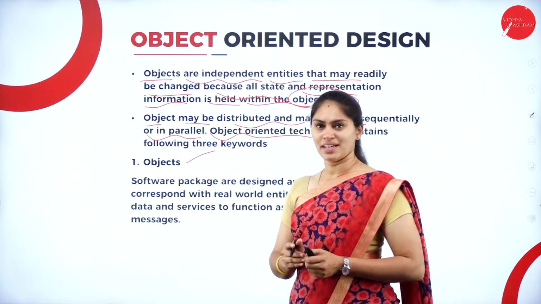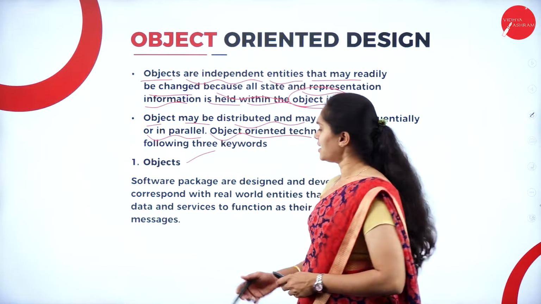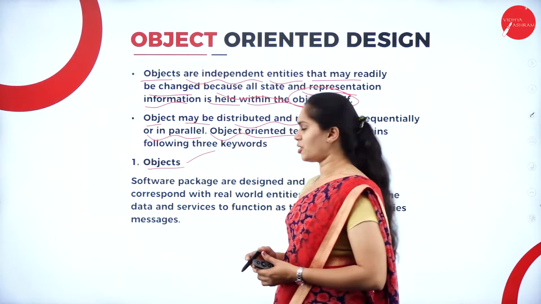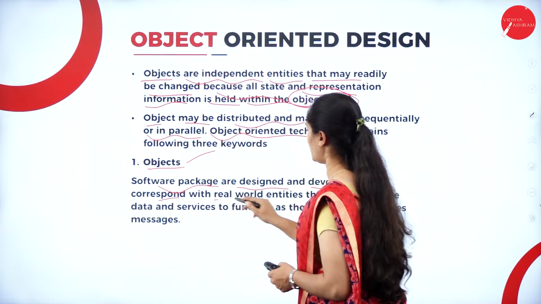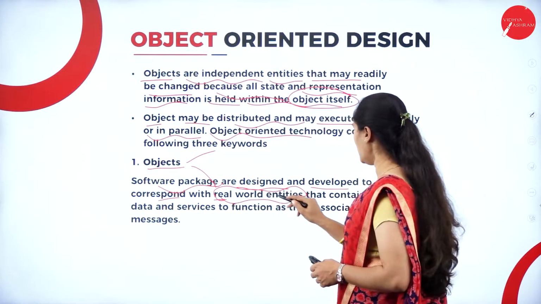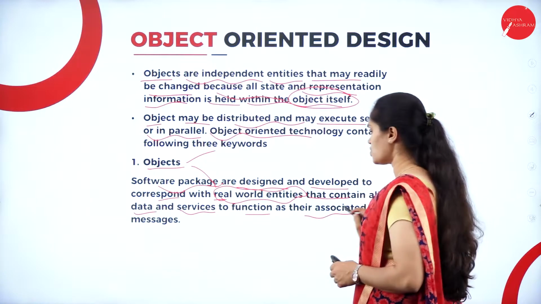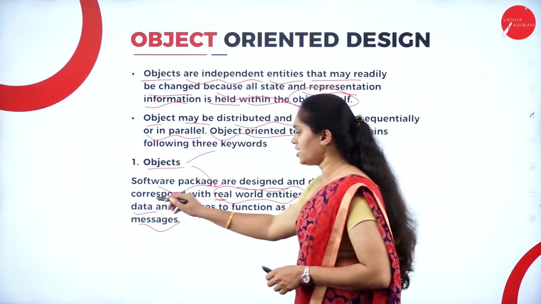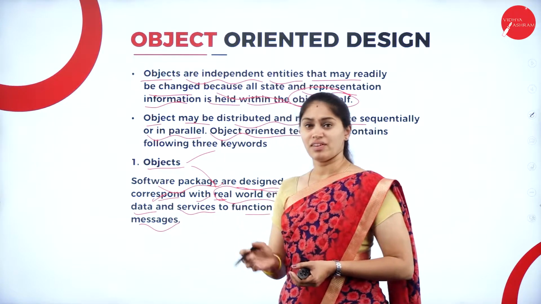Then what about this object? As I told earlier, if we have any real-world entities, then that will be considered as objects, and each is going to have its own behavior along with the properties or attributes. So software packages are designed and developed to correspond with real-world entities. So what we have here is the object. It comprises a real-world entity that contains all the data and services. If you take any object, it comprises data and services; services specify the methods or behavior, and data specify its properties.